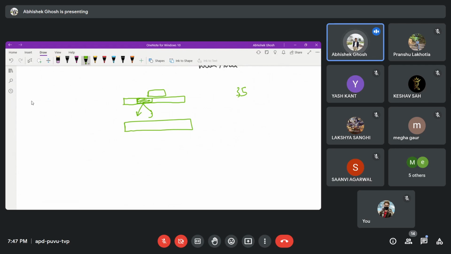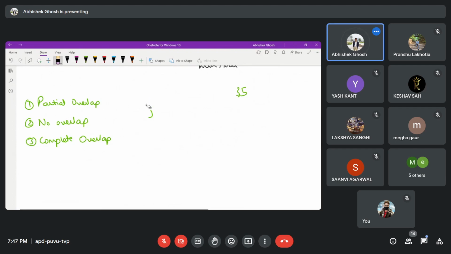So from an abstract level, there are three cases. The first case would be partial overlap. The second case would be no overlap. And the third case would be complete overlap. This is our best case. Starting from complete overlap, I think that would make more sense.